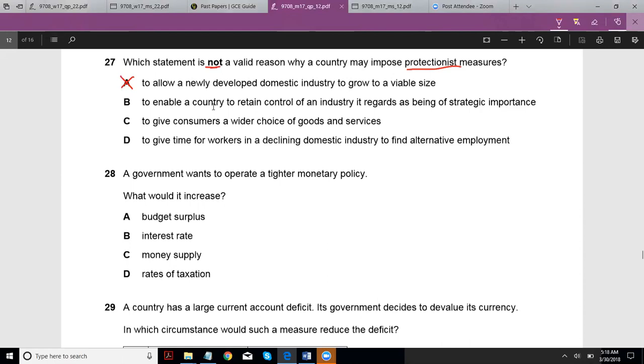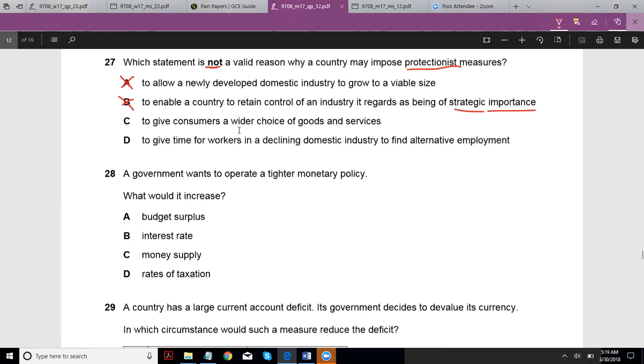To enable a country to retain control of an industry it regards as being of strategic importance, this is a valid argument. By strategic importance, we mean something that could strategically help, so defense, anything producing arms and ammunition, stuff like that. It might not necessarily be efficient. It might be driven out of the industry if you just allow free trade to happen. But you wouldn't want that for strategic reasons, because you want to be prepared in case of war, etc.